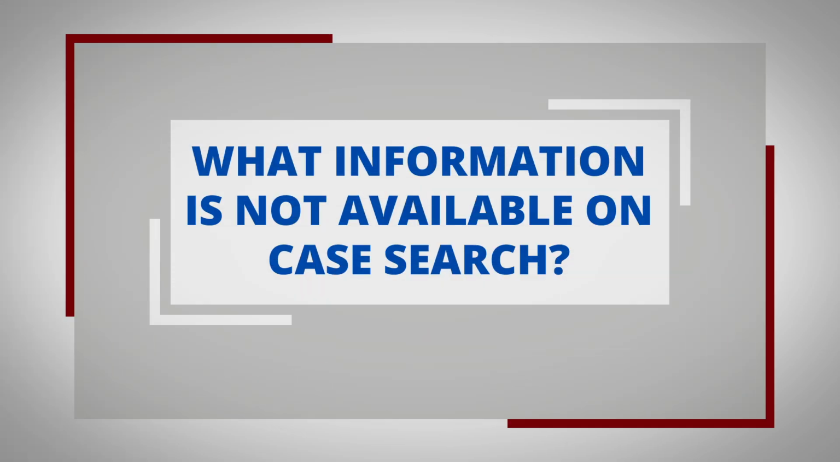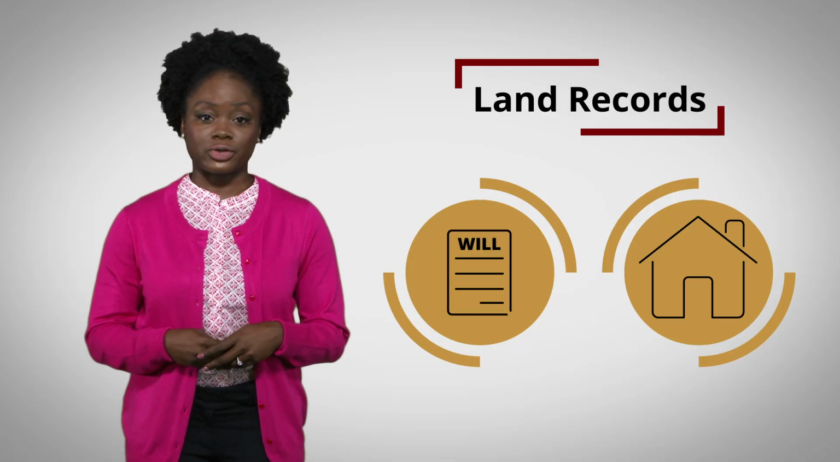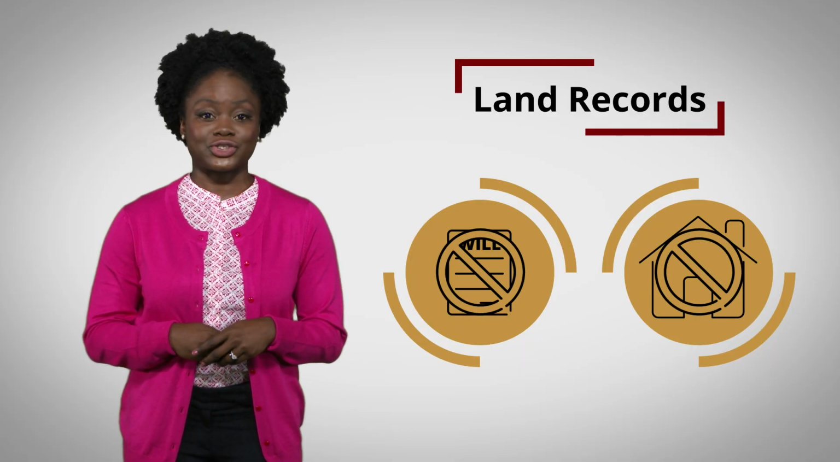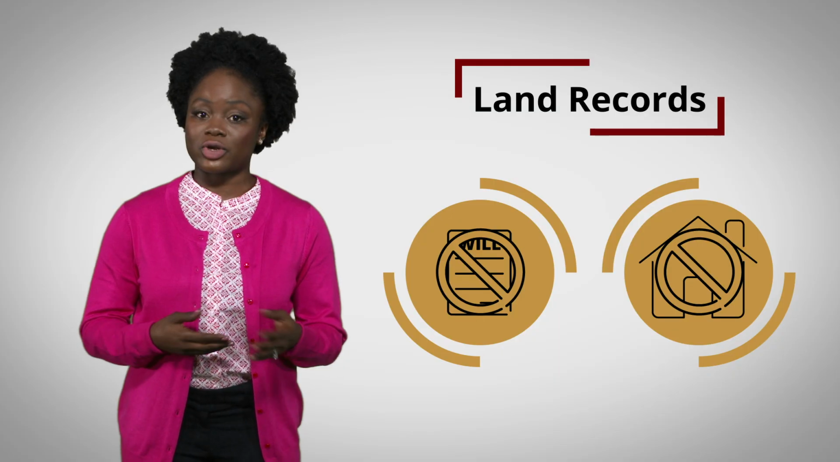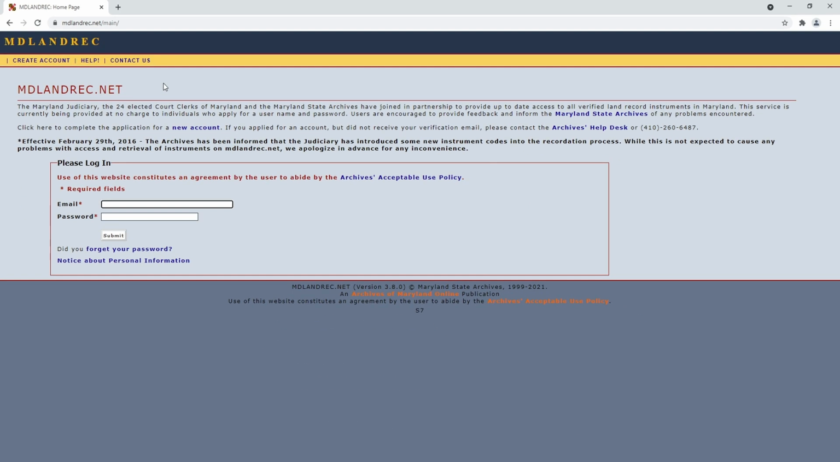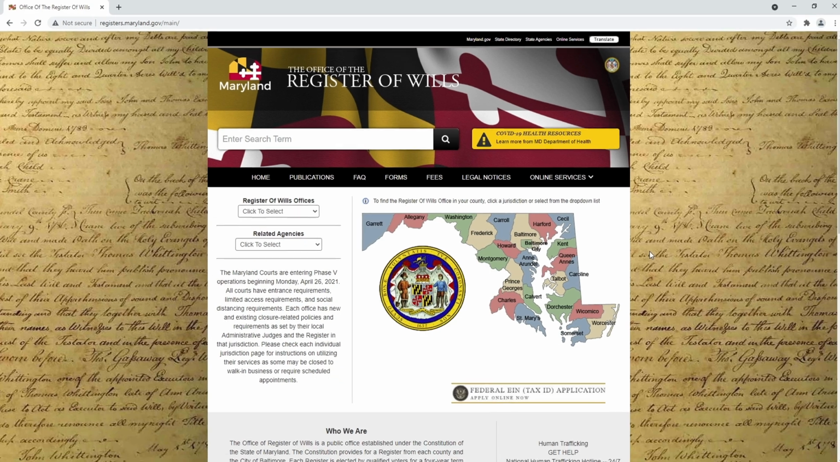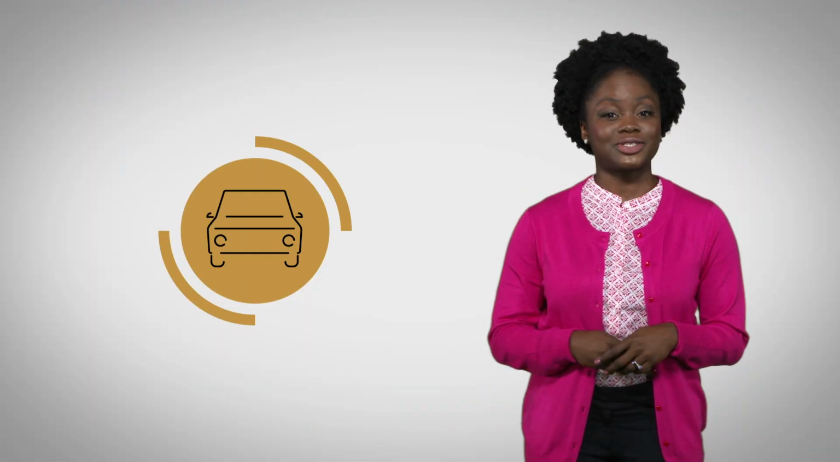Now let's discuss what information is not available on Case Search. Land records and cases involving wills or estates are also court records, but do not appear on Case Search. If you wish to view land records online, visit mdlandrec.net. Estate cases, such as those involving the Register of Wills and Orphans Court, are available through Estate Search at registers.maryland.gov.